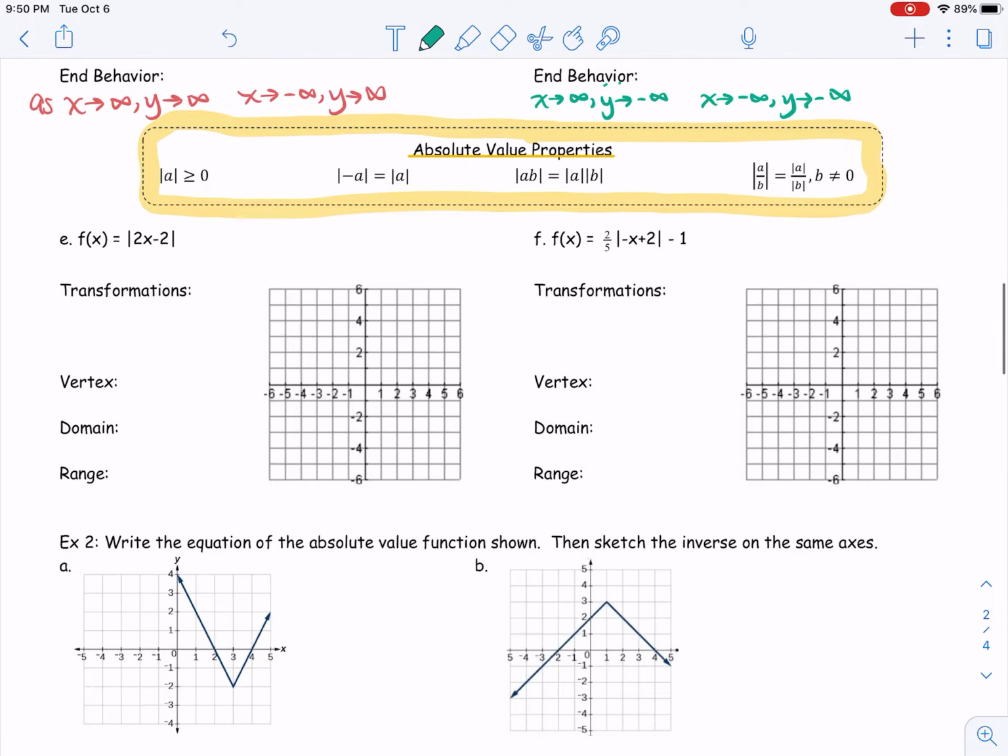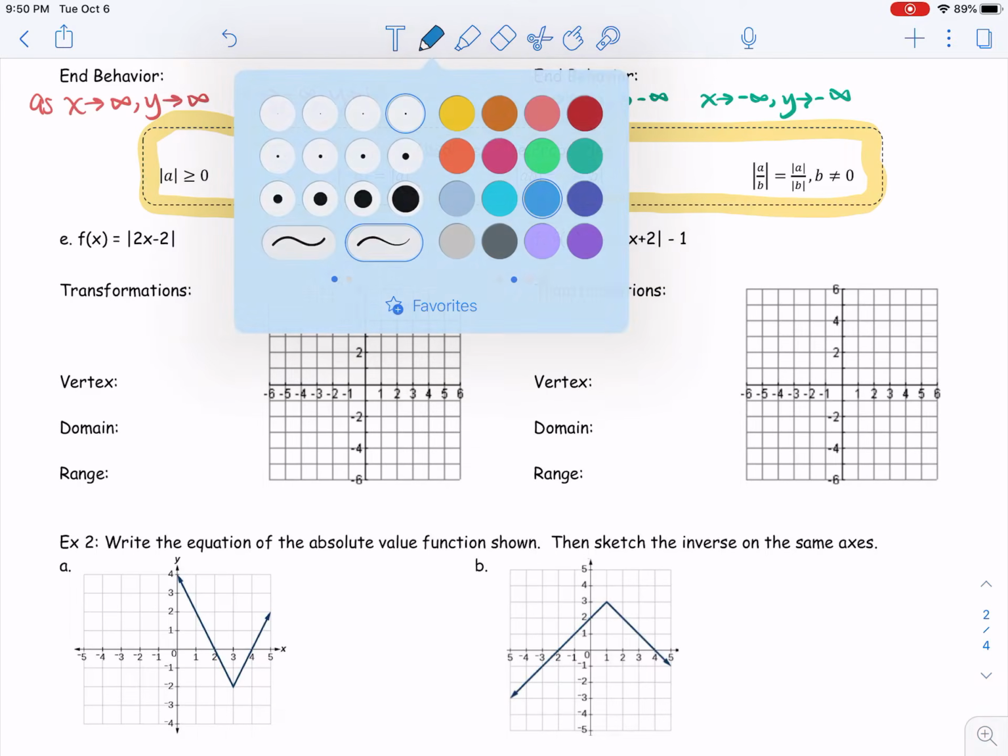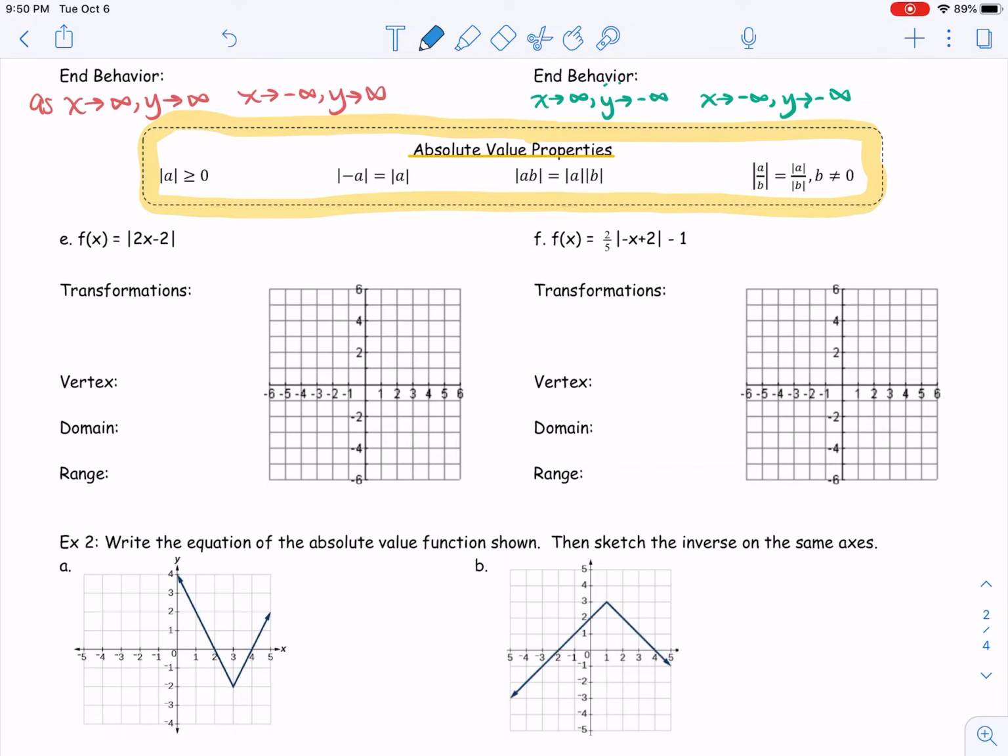Absolute value properties, you probably already know some of these. Obviously, the first one you should already know. The absolute value of any number is going to be greater than or equal to 0 because of that definition. Absolute value is a distance from 0. Distance cannot be negative. Distance can be 0. So absolute value of anything is always going to be greater than or equal to 0. We already know that the absolute value of a negative number is the same thing as the absolute value of that positive number. The last two, you should know, maybe you don't, maybe you just forgot.